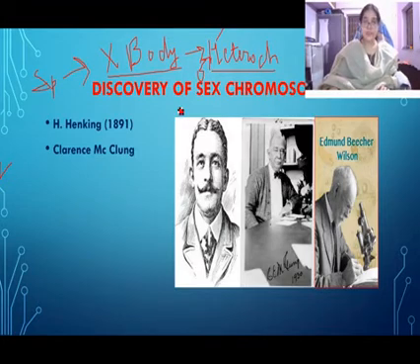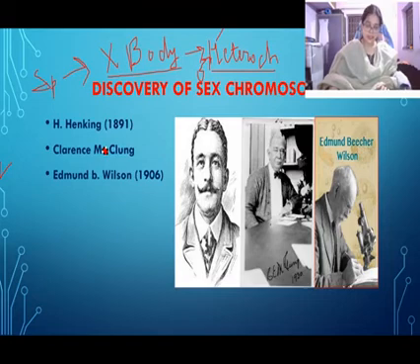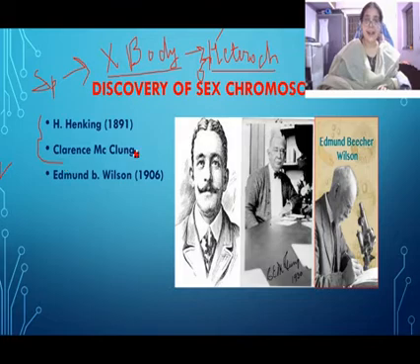Later on, in 1906, Edmund B. Wilson clarified the discoveries of these two scientists and led to the discovery of sex chromosomes. The sex chromosomes in humans are XX and XY. XX is found in the female, and XY is found in the males.